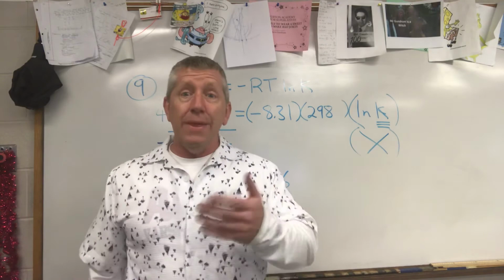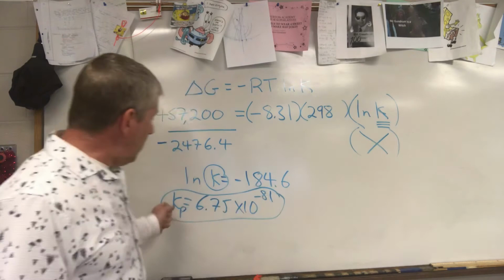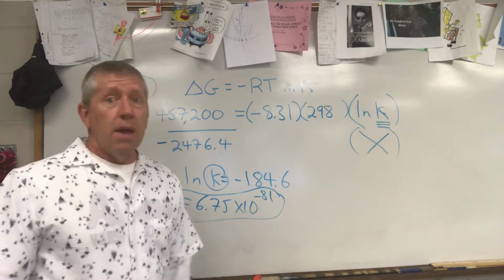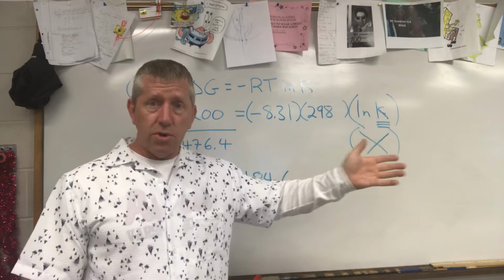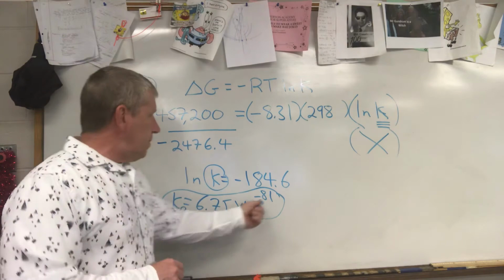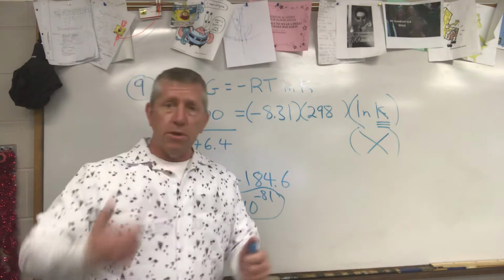Forgot the negative, put the negative in. Now we get a value of 10 to the negative 81. That is a tiny number, meaning that water vapor does not want to break down to hydrogen and oxygen. So that makes sense. That's why the number originally didn't make sense to me. I know that water vapor doesn't really want to break down because of that K value, and hopefully that rings bells and comes back. We've done this before.